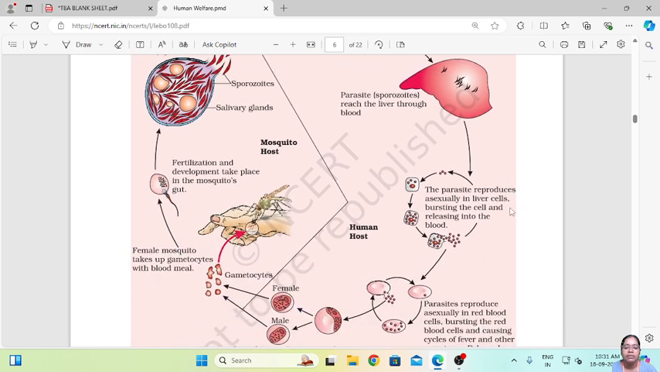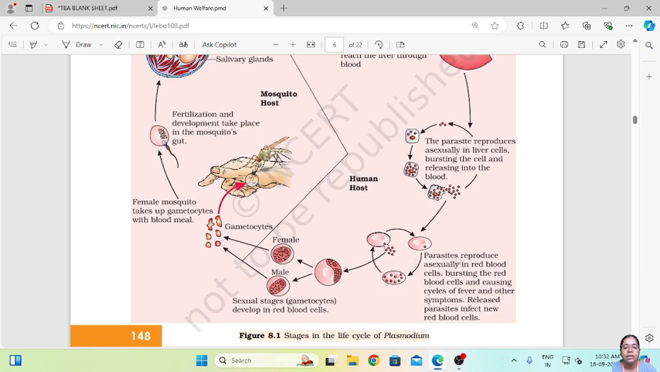Then in the liver the life cycle starts, that is the parasite reproduces asexually in the liver cell, bursting the cells and releasing into the bloodstream. So these are the reproductive structures of the parasites. It reproduces inside the liver cell and then bursts the liver cell and comes out of the liver cell. First it targets the liver cells. After reproducing inside the liver cells, the reproduced spores then go into your red blood cells.